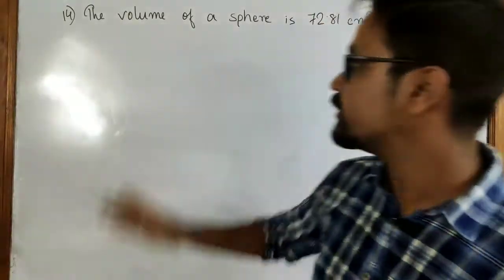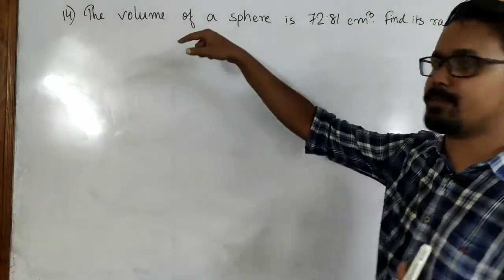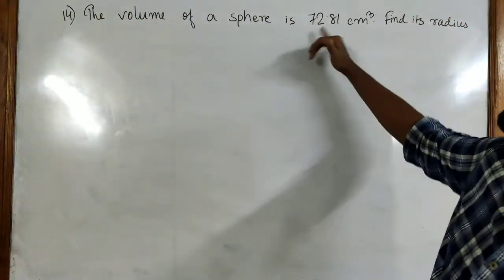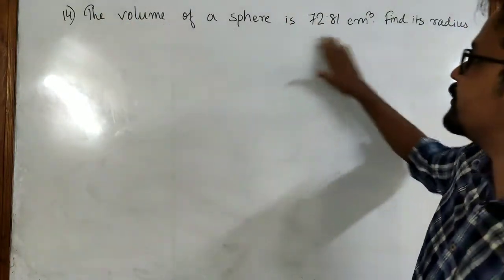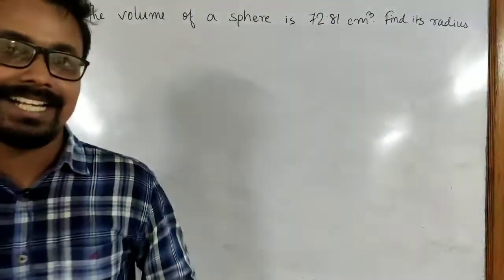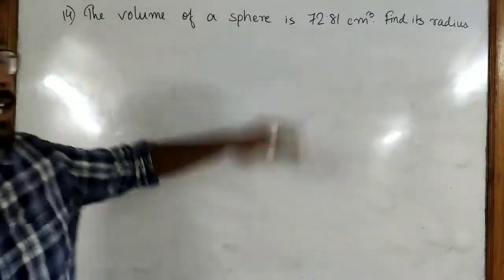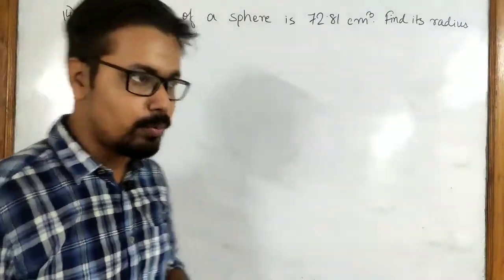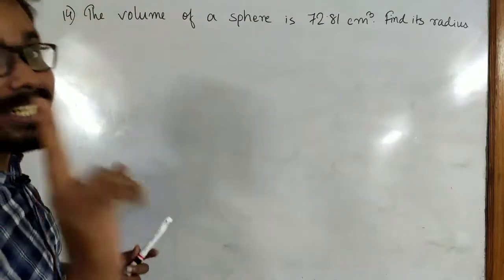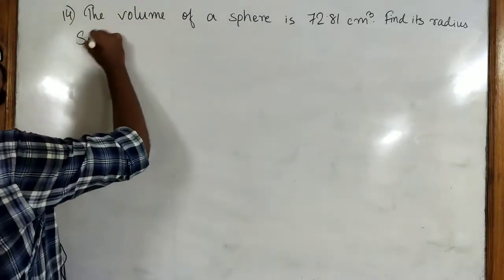So we are up with question number 14, and this is going to be the last sum of today's class. And here we have the volume of a sphere is 72.81 centimeter cube. So volume is given, find its radius. So we know the formula of the volume of a sphere, it is 4 by 3 pi r cube. So 4 by 3 pi r cube is equal to this value. So we need to find the radius, that is r. So how do we solve this?